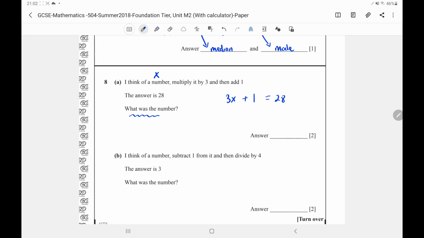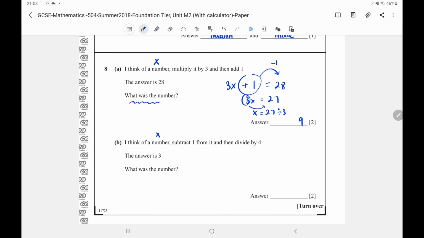Well, we're going to use our equation. And equations can be solved. The way we do them is we move this plus 1 over and subtract it from the other side to get 3x is 27. And then we'll move this 3 over, and instead of multiplying by 3, which we're doing on the left, we're going to divide by 3. So the answer is 9.